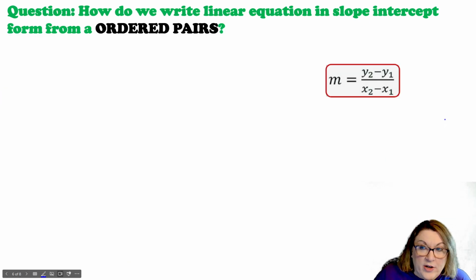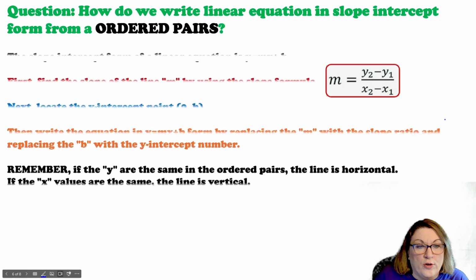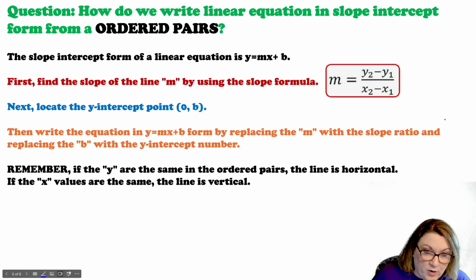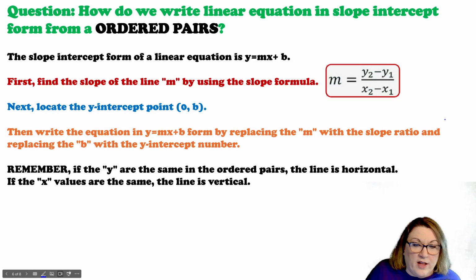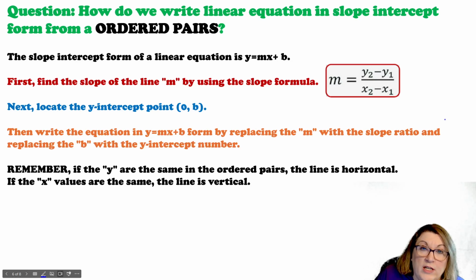How do we write linear equations in slope-intercept form from ordered pairs? The slope-intercept form of a linear equation is y equals mx plus b. First, find the slope of the line, m, by using the slope formula. So when you have ordered pairs, you do need to use the slope formula in order to find the slope. Next, locate the y-intercept point, or the point (0, b).